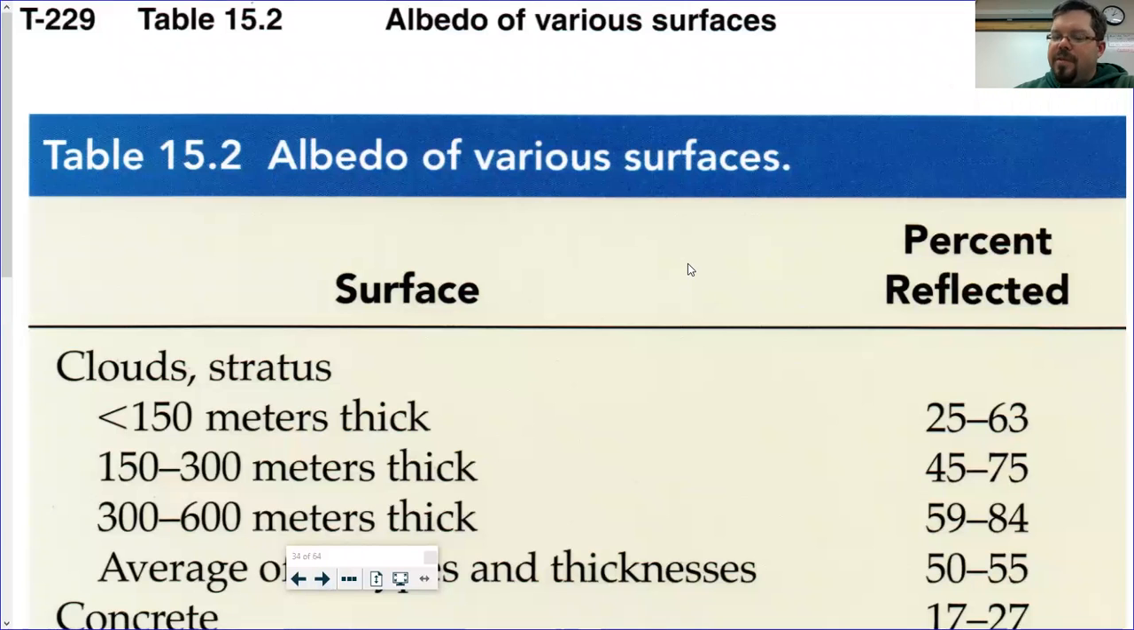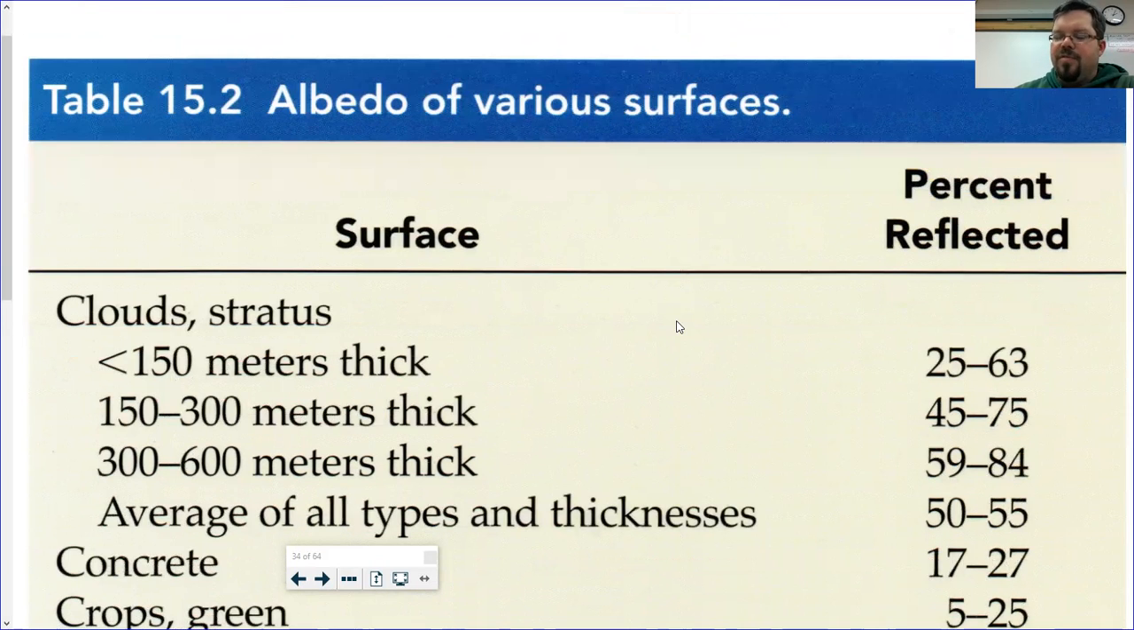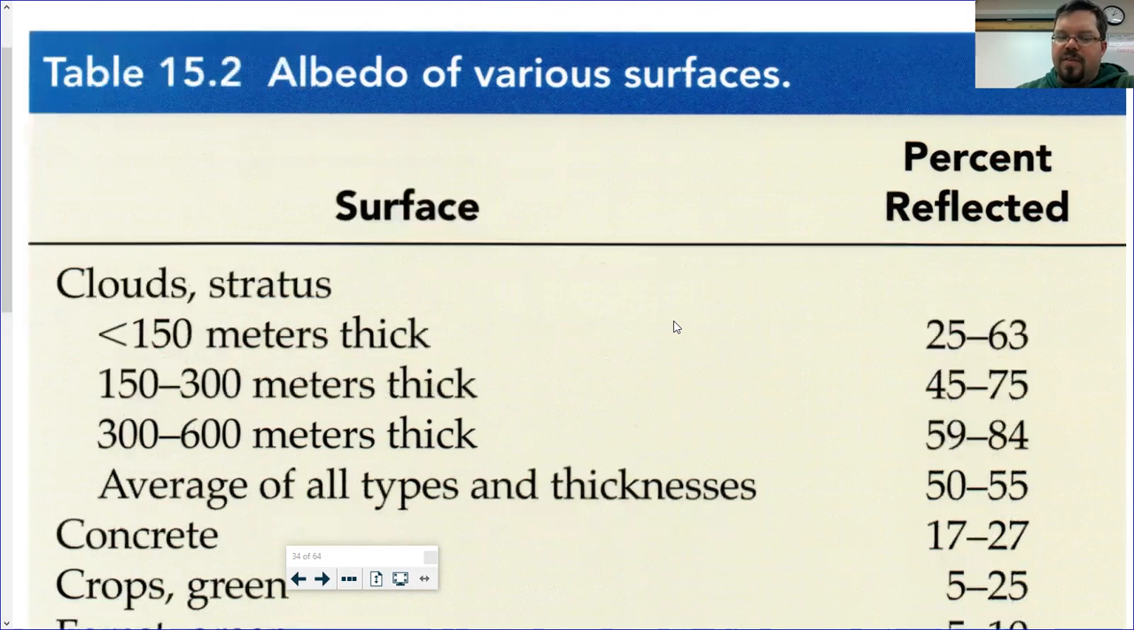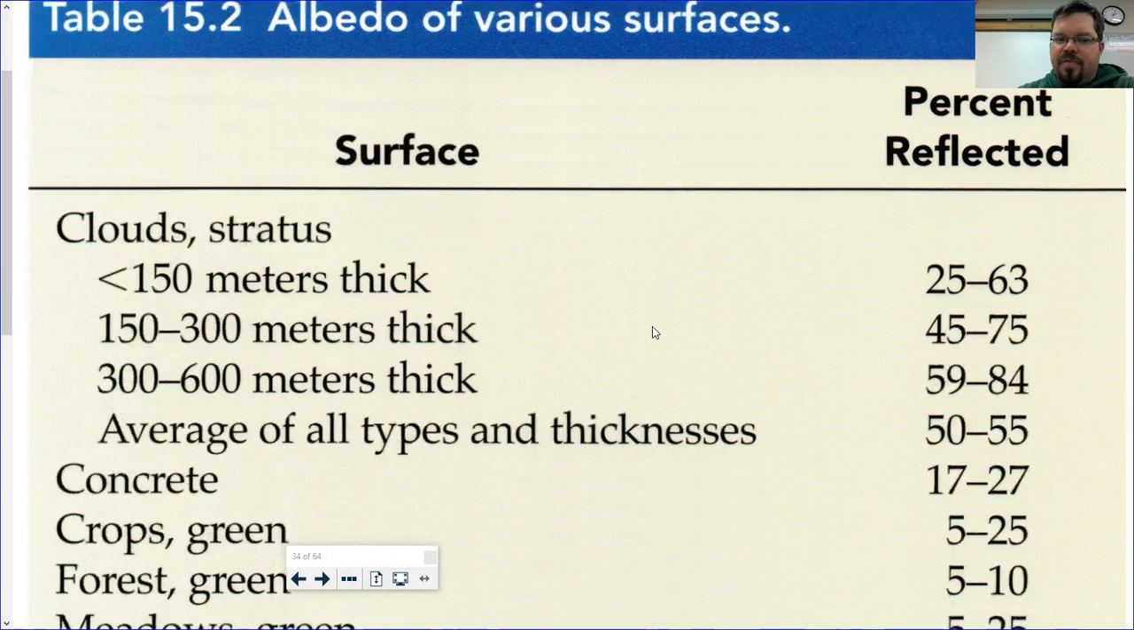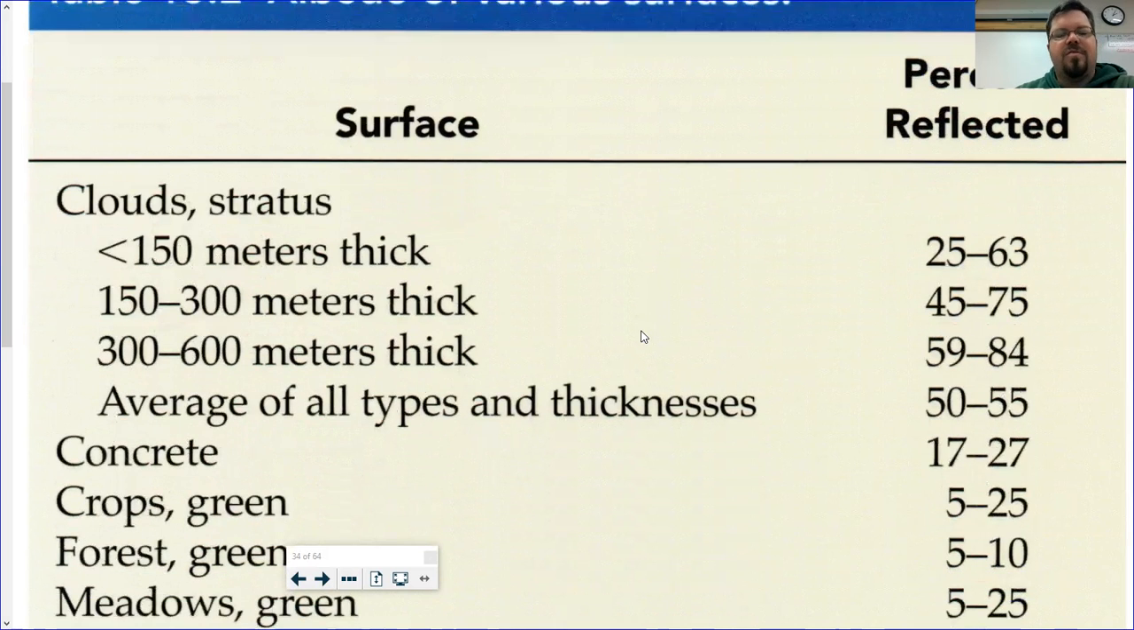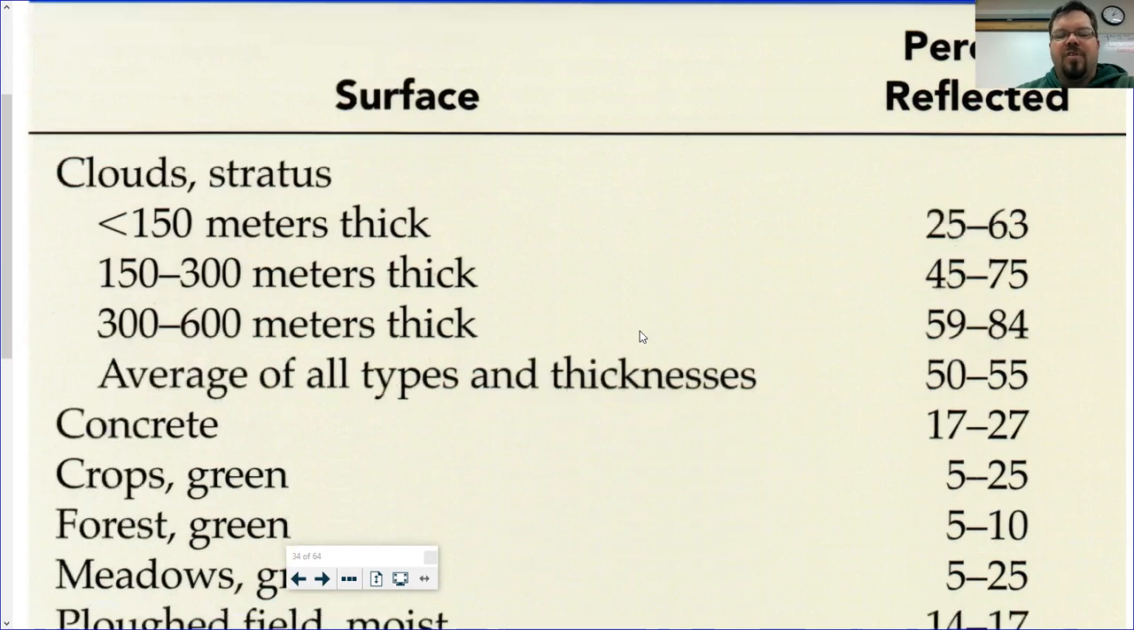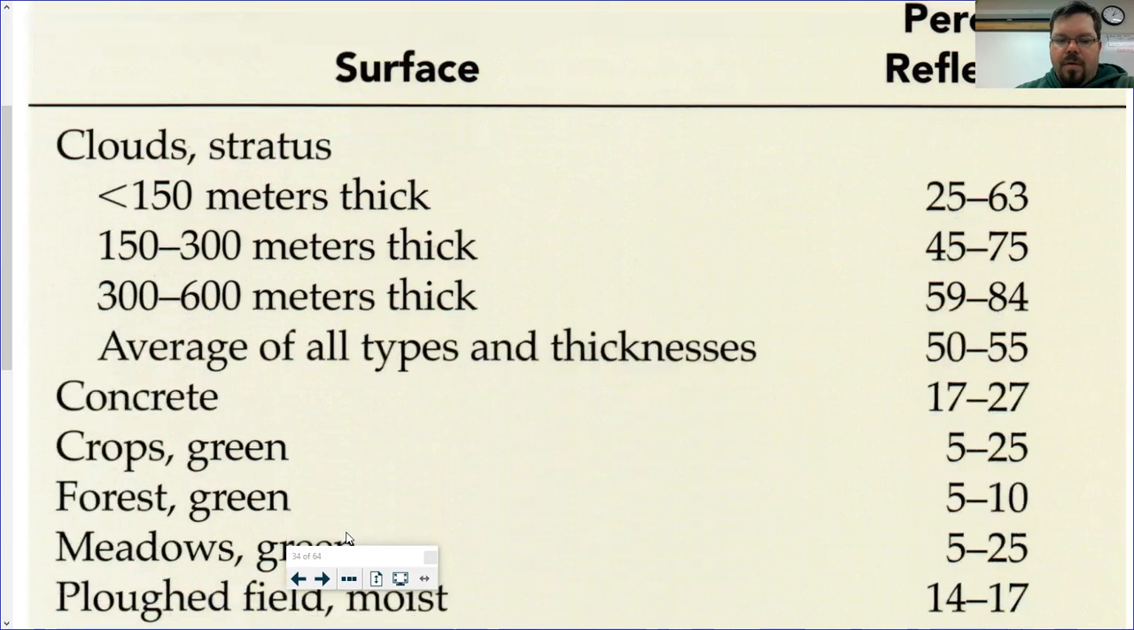So going with this, we talked about albedo with that of reflection, right? Albedo is a measurement of the percent reflected. Now this is a table right out of your book in chapter 15. It has albedos listed of various surfaces, objects, whatever you want to call it. Now, on this list, there's some things that I want to kind of point out.